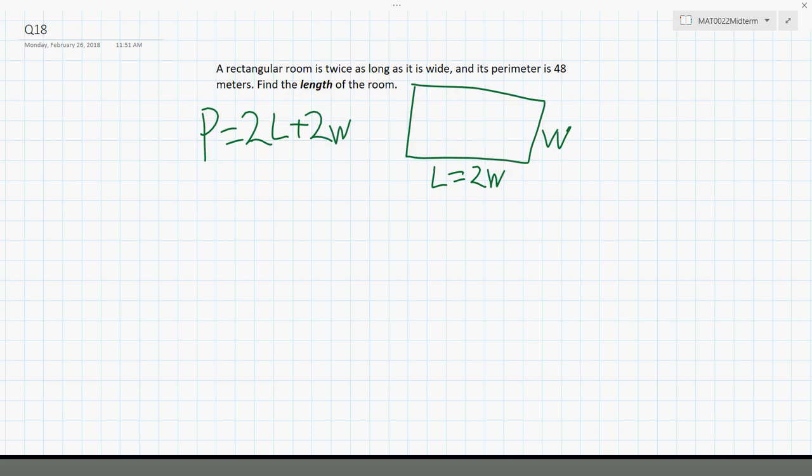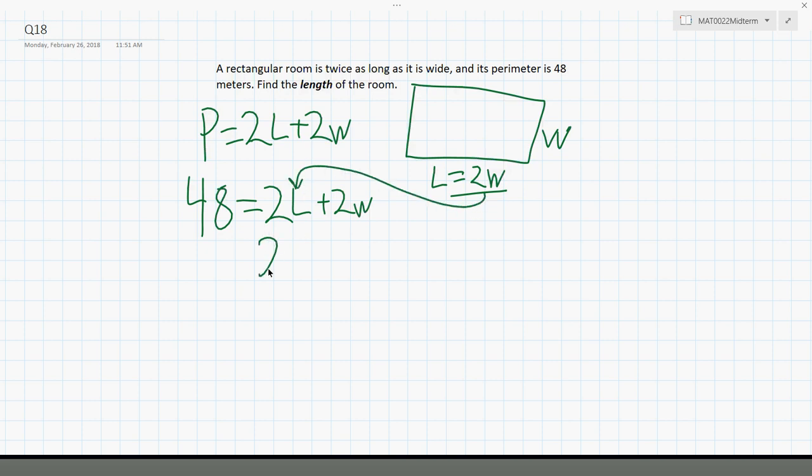So we've got a number over here, 48 is equal to P. You have the 2L plus 2W. My problem is I have two different variables, and I need to solve for one variable if I'm ever going to get this down to something. But we have L in terms of W's, so we're going to insert that in there. It's going to be 2 times 2W plus 2W.